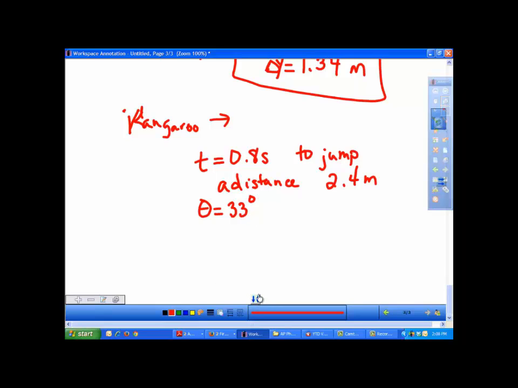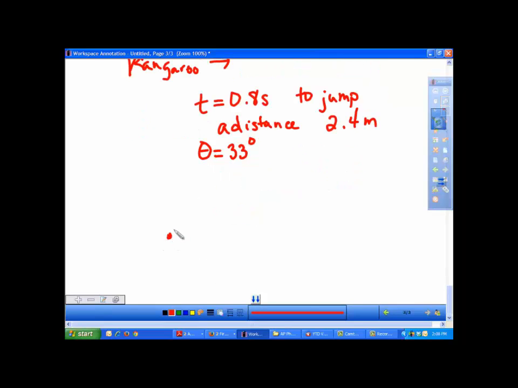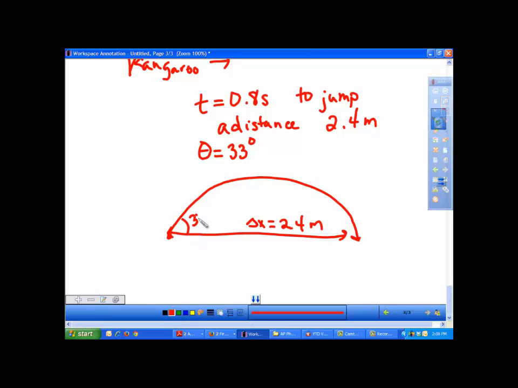So let's draw a picture of our kangaroo. I'm not going to draw a kangaroo because I cannot draw a kangaroo. Let's say this is our jump. He's jumping this distance, which is his change in x, which is 2.4 meters. And the angle he's making that jump at is 33 degrees. And I'm telling you that it takes the kangaroo 0.8 seconds to make this jump.